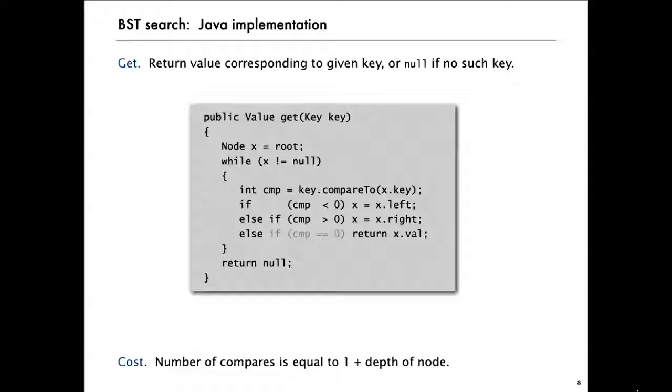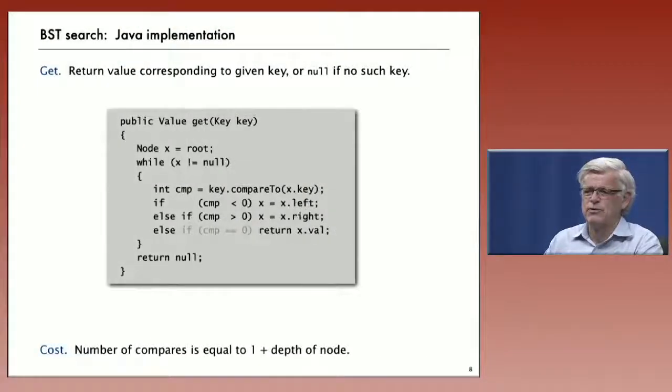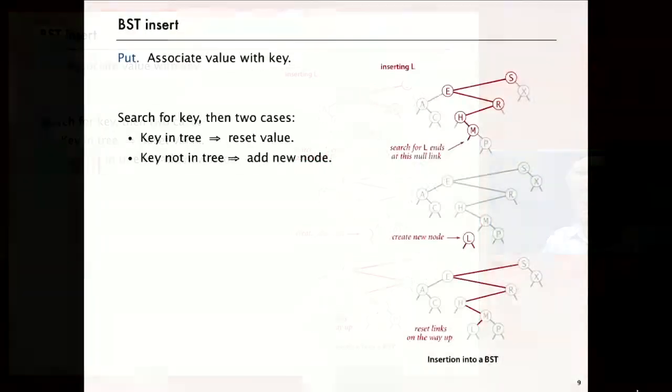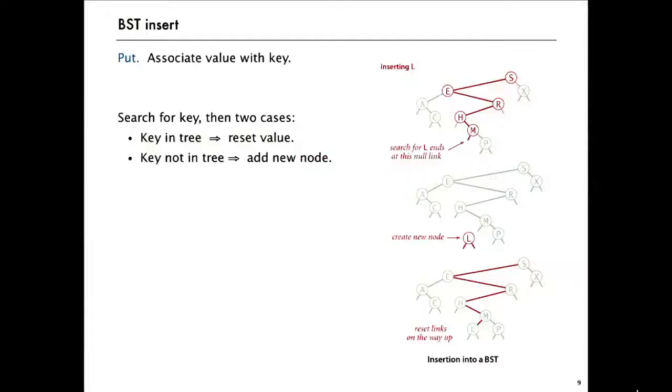Now what's the cost? Well, we went down a path in the tree, so it's 1 plus the depth of the node in the tree. So what about put? There's two cases. If we're supposed to associate a value with the key, if the key's already in the tree, then we're just going to reset the value. If the key's not in the tree, then we add a new node at the bottom.